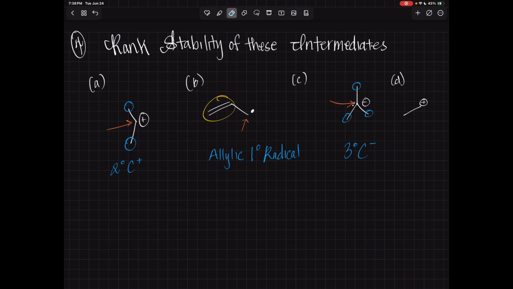And now let's look at D. D has no resonance. It's a carbocation. The carbocation is right here. It has no resonance, so this carbocation is a primary carbocation. So when we rank the stability, this is what we need to think.